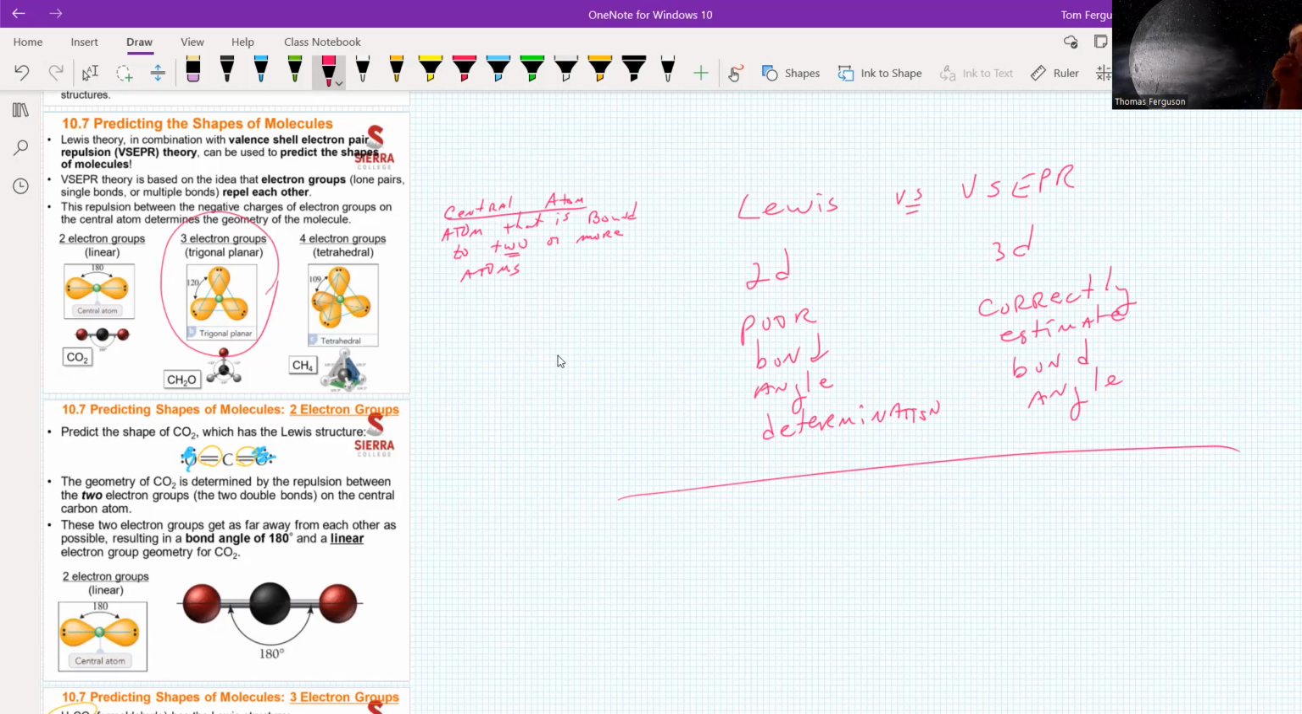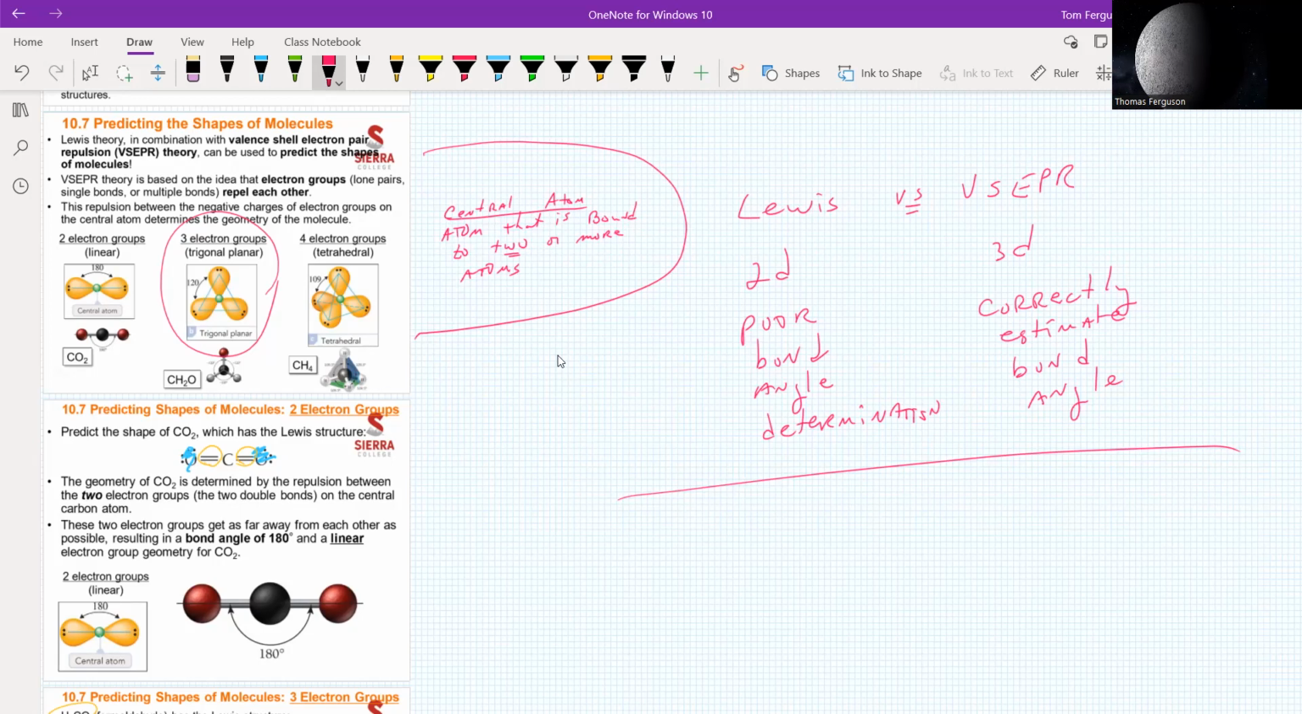Central to VSEPR is something called a central atom. A central atom is an atom that is bonded by two or more other atoms. So that means, thinking about the Lewis structures, hydrogen only has one bond, so it can't possibly be a central atom. All the halogens have one bond, so they can't be a central atom. Only if you can have two or more bonds.